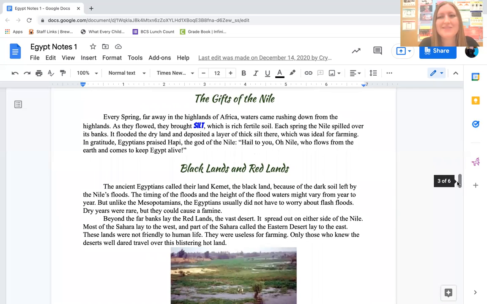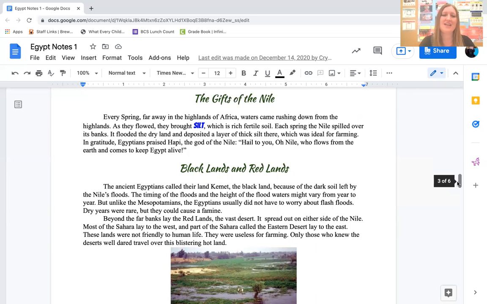The gifts of the Nile. I know I already talked about this, but here's some more information about that. Every spring, far away in the highlands of Africa, waters came rushing down from the highlands in torrents. As they flowed, they brought silt, which is rich, fertile soil. We knew that. Each spring, the Nile spilled over its banks. It flooded the dry land and deposited a thick layer of silt there, which is ideal for farming.